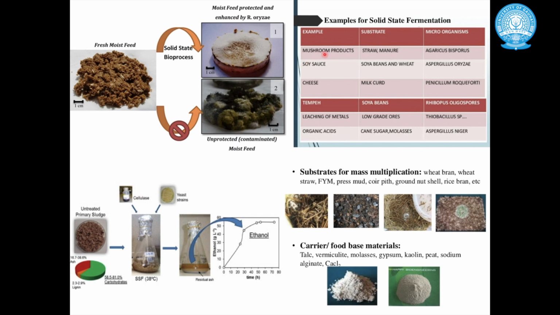For example, mushroom products, soy sauce, cheese, tempeh, leaching of metals, organic acids. So you see, you can also leach metals using this kind of fermentation process. And this is how you can grow cellulase. Yeast strains can be included in some kind of sludge, and then you can produce cellulase. You can extract out the cellulase. It may also produce ethanol, so you will also get a fuel. Ethanol is a source of fuel widely used these days. So this way you can also get multiple products out of solid state fermentation.